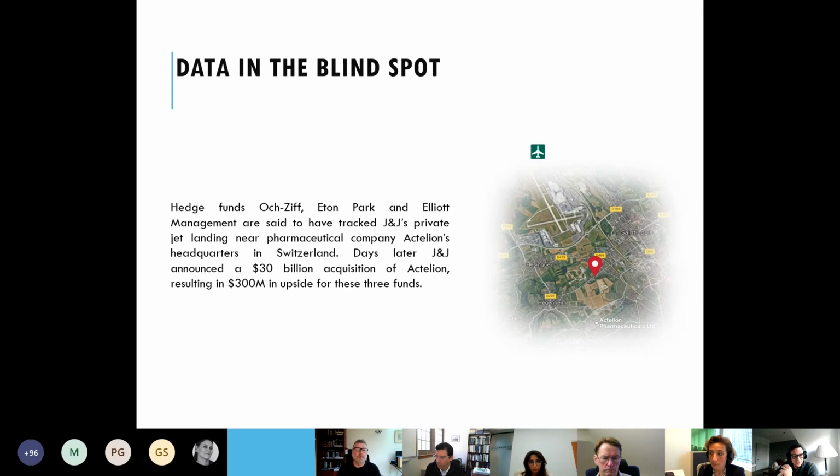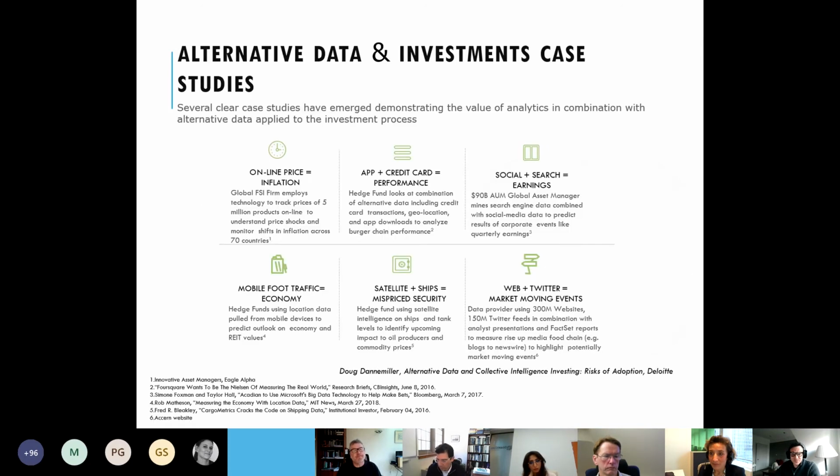Classical example: these 3 hedge funds. You see here they greatly benefited from alternative data. The rumor says that they tracked Johnson & Johnson's private jet landing near Actelion, and the merger followed, and these 3 hedge funds made more than 300 million. So this is just one data point. They haven't built any quantitative model, but nevertheless, alternative data can be very insightful in these cases.